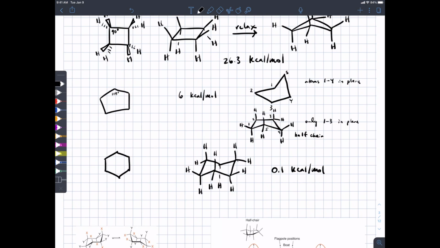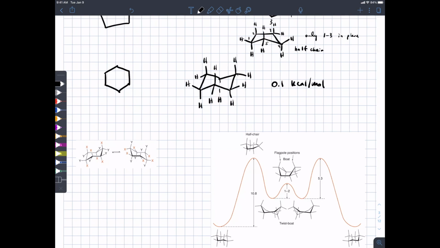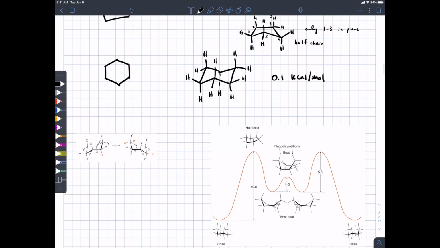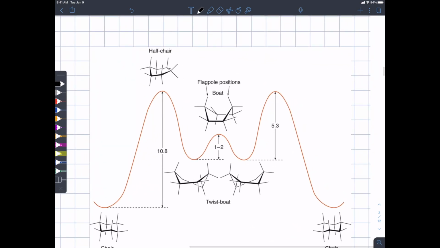Feel pretty comfortable on chairs? Do we need to say anything about that? Pretty good. They're just for your edification. Here is a model of an energy surface for the transition between one chair and the other chair.